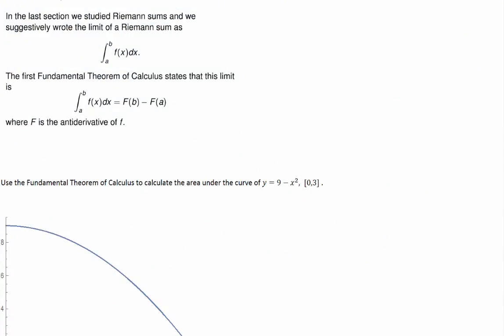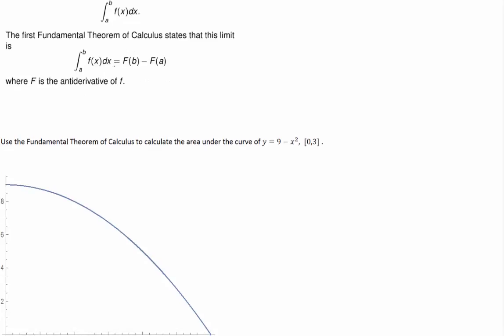So last time we were calculating areas, and we approximated the area under a curve using rectangles. In the book you read that these were called Riemann sums, and you then took a limit and defined that as the definite integral of the function between the endpoints a and b.